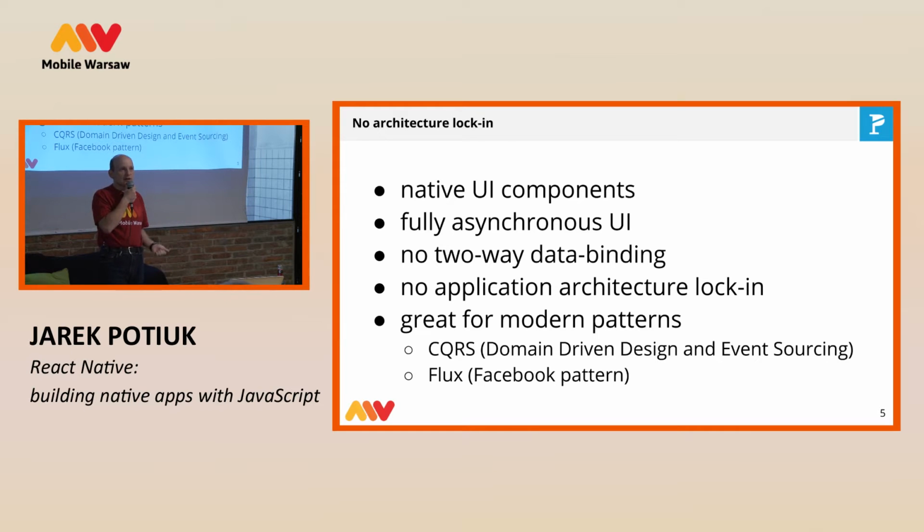Again, there is no architecture lock-in. So you have really native UI components that you're working with, native UI views, basically. React Native does not force you to do any two-way data binding, or binding the data of the model with the UI that you are displaying. It will not force you to do any application architecture. It's a fully asynchronous UI and fully asynchronous communication.